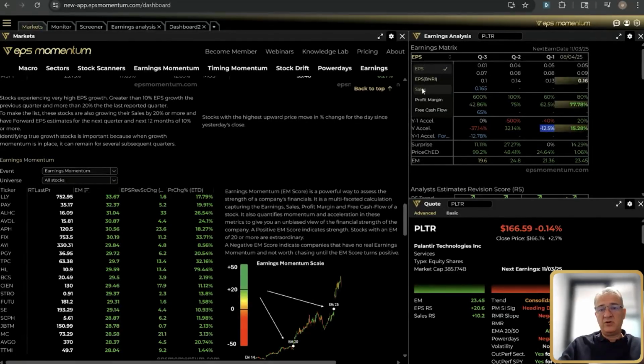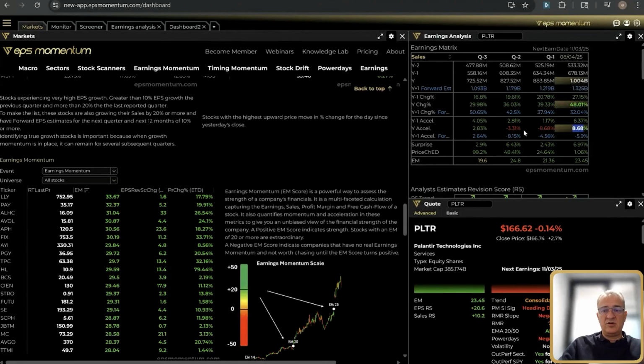But then we can go into sales and do the same thing. See if they're selling more. So they're selling way more. From 39% growth, they're now at 48% growth in sales, and the acceleration is 868. So we had 2 quarters of deceleration, but now it's accelerating again, right? That's pretty interesting and something to note.